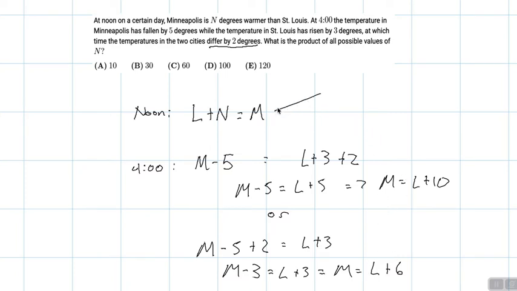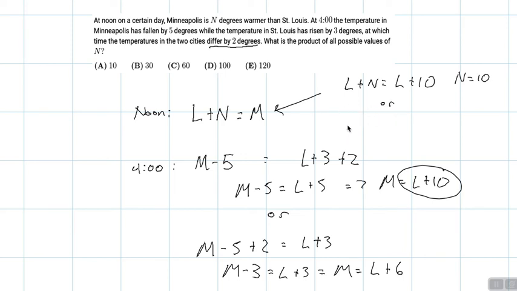So going back here, now we need to find out the product of all possible values of n. So finding the different values of n, we can plug in first this value of m. So L plus n is equal to, m could equal L plus 10. So it's equal to L plus 10. And in this scenario, n is equal to 10.